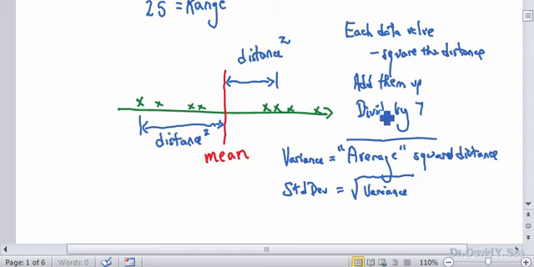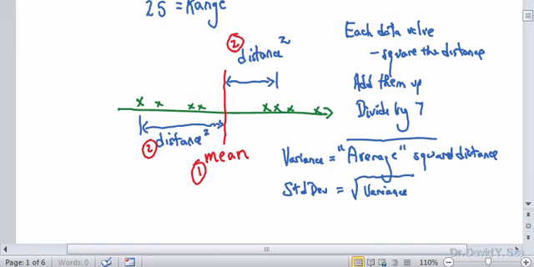So you can see this is a relatively complicated calculation, even for our 7 numbers. We first have to compute the mean, then we have to compute all the squared distances, then we have to add them up, divide by 7, that's the average, take the square root, that's the standard deviation.